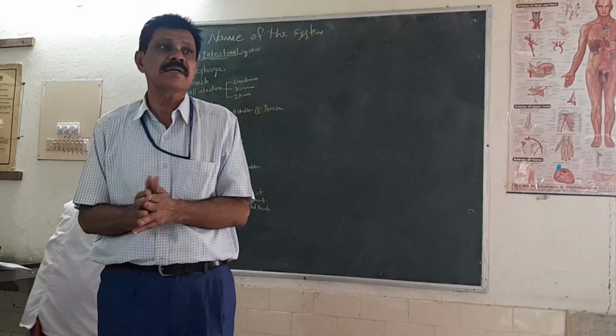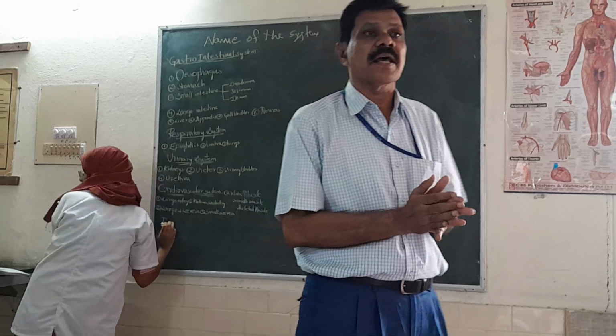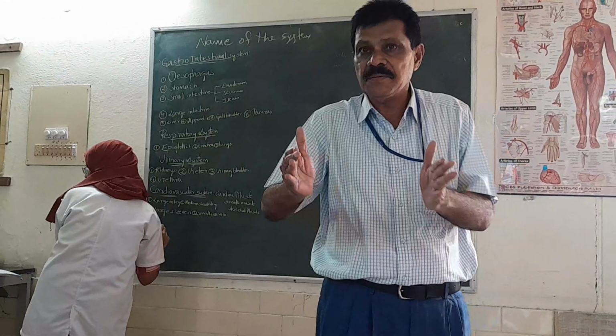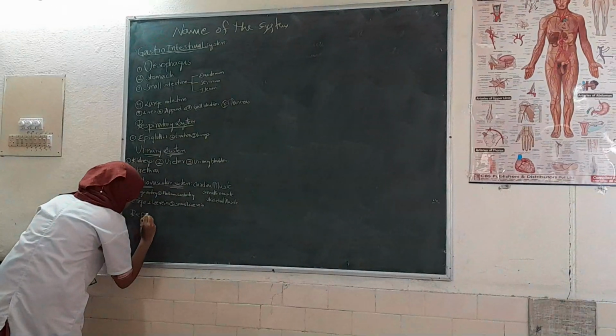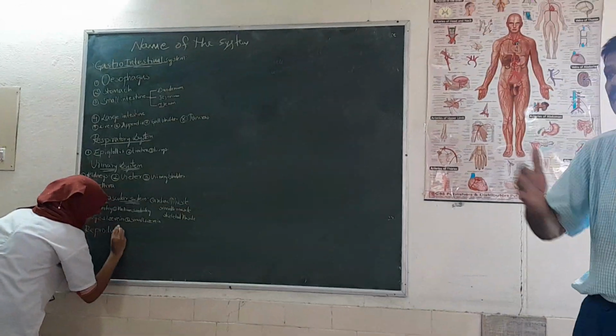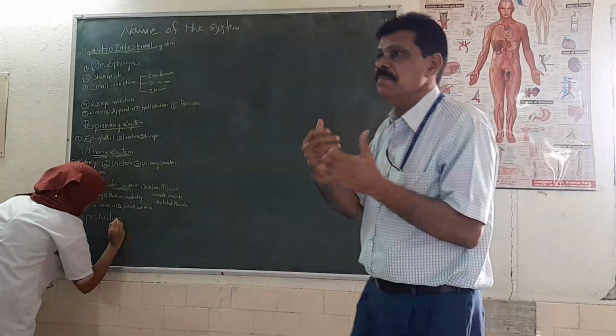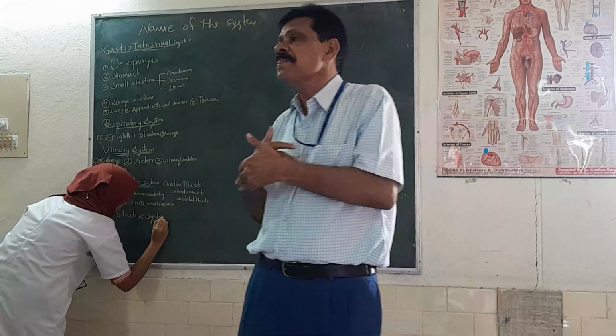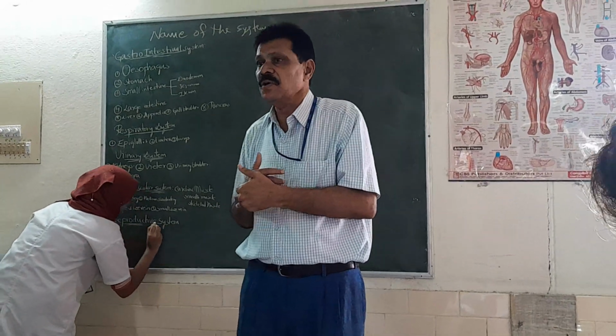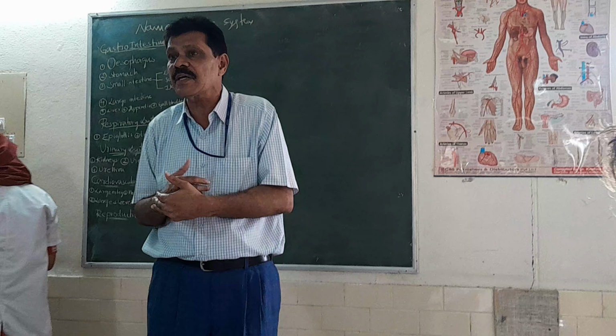In cardiac muscle, intercalated discs are there. What are intercalated discs? Between 2 cells, there is a joining, there is a communication. There is a connection between the two cells. That is called an intercalated disc in the cardiac muscle.